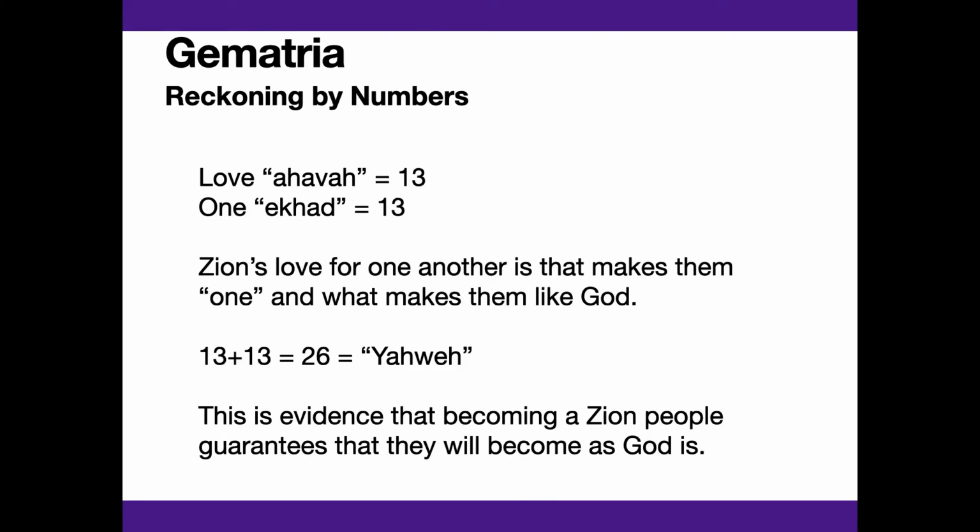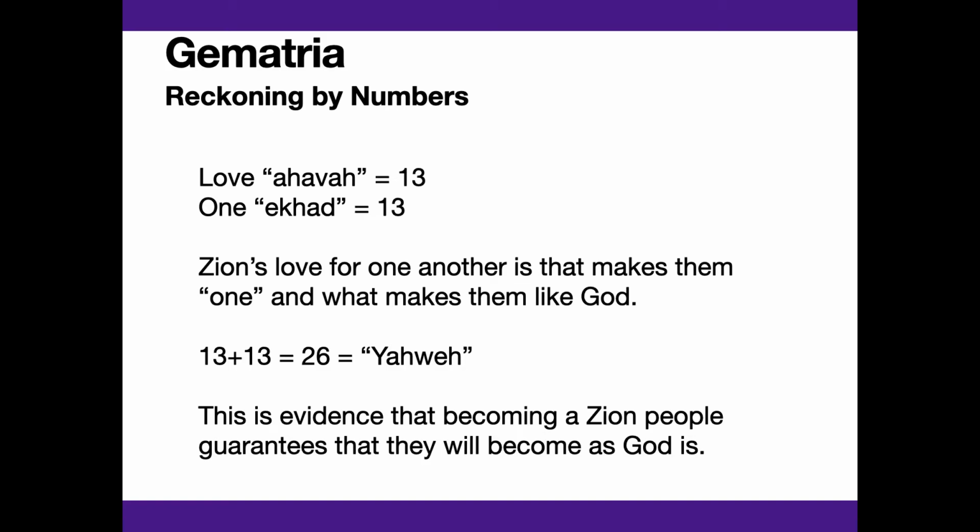So here's some of the equivalents. Our word for love is ahava in Hebrew, and equals 13. The word for one, echad, is 13 as well. So Zion's love for one another is what makes them one, and what makes them like God. So, if we have love for one another, we're going to be unified and so forth.